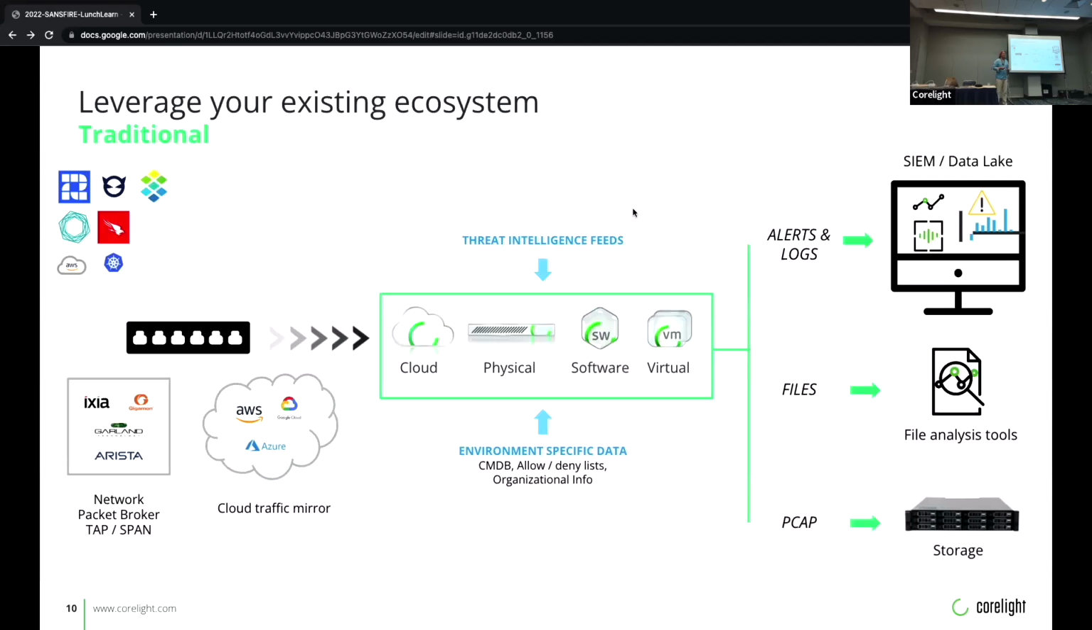Corelight has taken a unique approach for PCAP that we call Smart PCAP. It's really complementary to those enriched logs. So you're only going to capture interesting packets. And we'll talk about how you can define what actually is interesting so that you can keep it for a longer period of time. Instead of keeping it for 2 weeks, what if you could have it for 60 days, 90 days, 180 days without needing an entire rack of spinning disk?